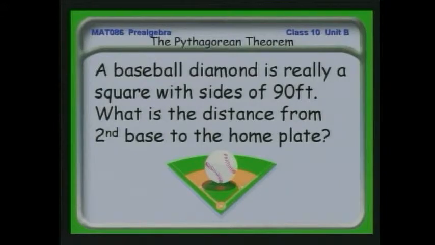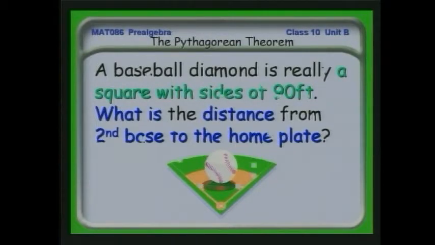Let's look at another problem, though. Here's one that deals a little less with everyday life, but something you may be familiar with. A baseball diamond's really a square with the sides 90 feet. What's the distance from second base to home plate? Let's take a look at what we're given here. We're given that the baseball diamond's a square with sides of 90 feet, good to know. And what we want to know is what's the distance from second base to home plate.